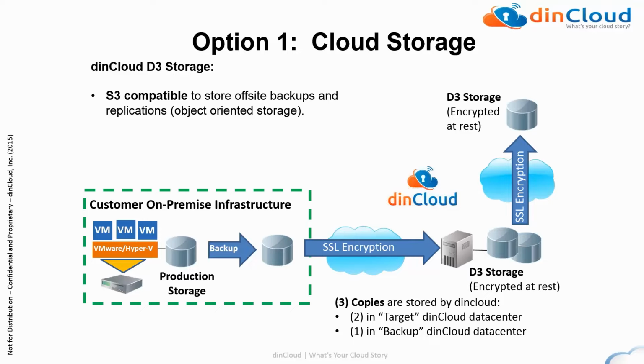So let's talk about cloud storage to start with. Cloud storage is a very simple, very popular storage solution today that most cloud service providers offer. S3 compatible storage. Today, dinCloud has something called D3 storage. The storage is encrypted at rest. Any client that is willing to push data through the cloud could use our D3 storage using certain tools that support S3 protocols. The way it works is a customer on-premise could set up a VM, a virtual machine that is capturing data. That data is then pushed to D3 storage that is hosted in dinCloud.